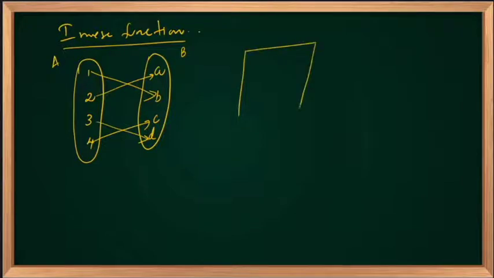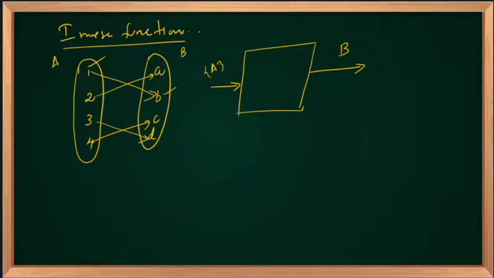So if you have a function, you give an input from the domain, that is from the set A, and you will be able to get an output that will be an element in B, right? This is a function, right? So given an element in set A, we should always be able to find the element in B, right?